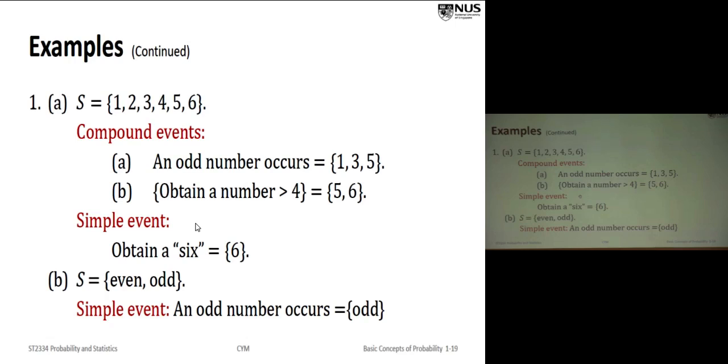Back to 1b. 1b was the summarizing of the roll of the die where it's either an even number or an odd number. So a simple event is, for example, an odd number. It's not a very exciting sample space, because the only compound event in it is S itself.